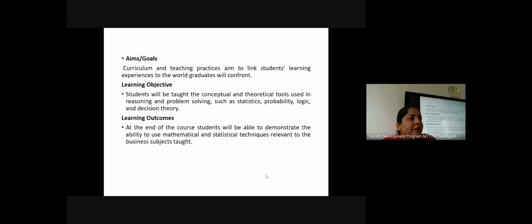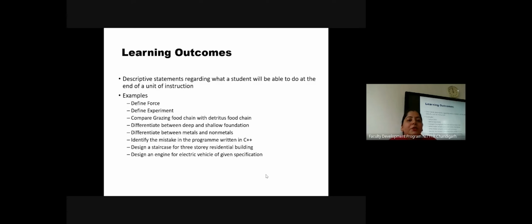Information is already available in abundance. Provide that information in a structured manner and use classes for practice based sessions so that we can develop the level of understanding among the student population. So in a nutshell, when it comes to the learning outcome, these are descriptive statements.